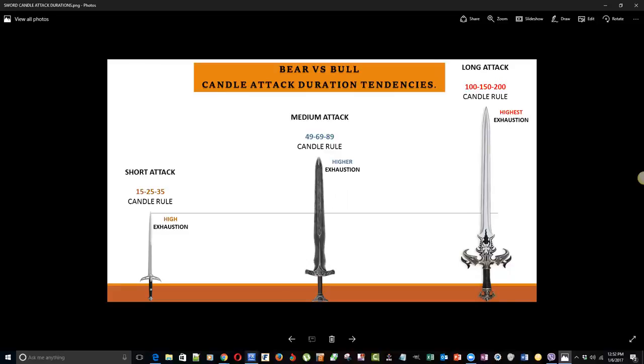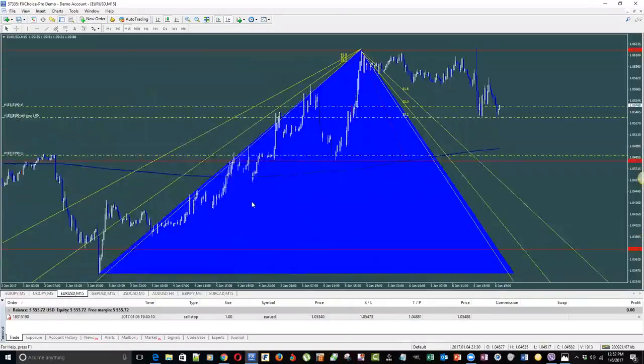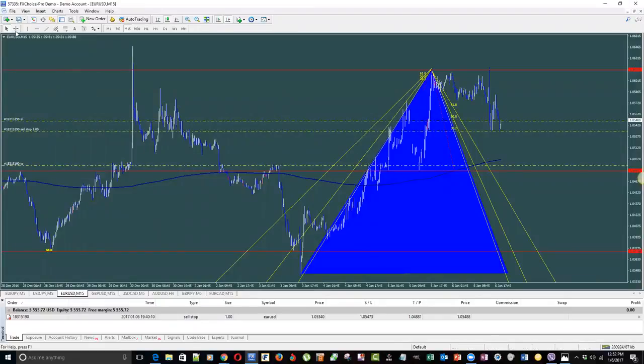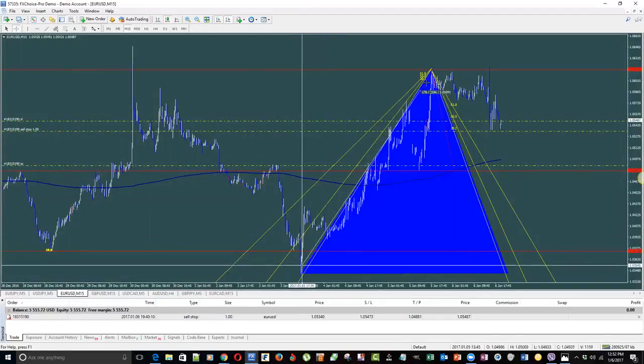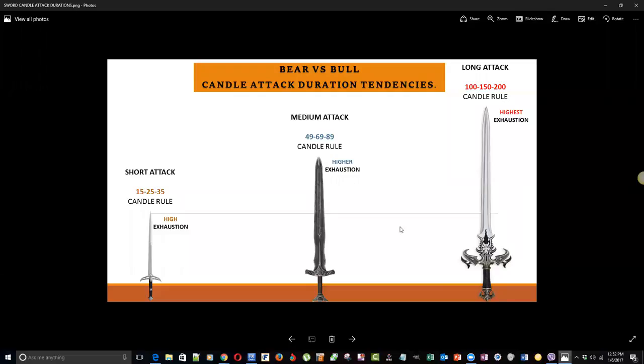This is actually how I got in on the trade with the Euro USD, because if you look at the candlesticks that were made from here to here, you can see that they are clearly approximately 200 candles. That is the highest degree of exhaustion that the market can make. Once it has committed to a long attack such as that, it has reached the highest level of exhaustion. Now, don't trust what I say, don't believe what I say. Go ahead and test it for yourself.